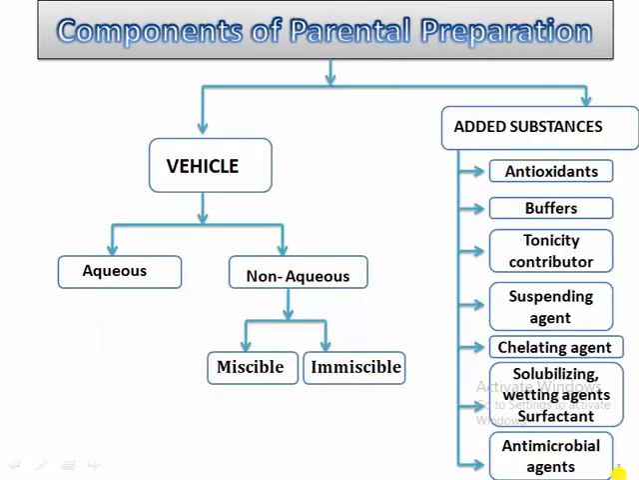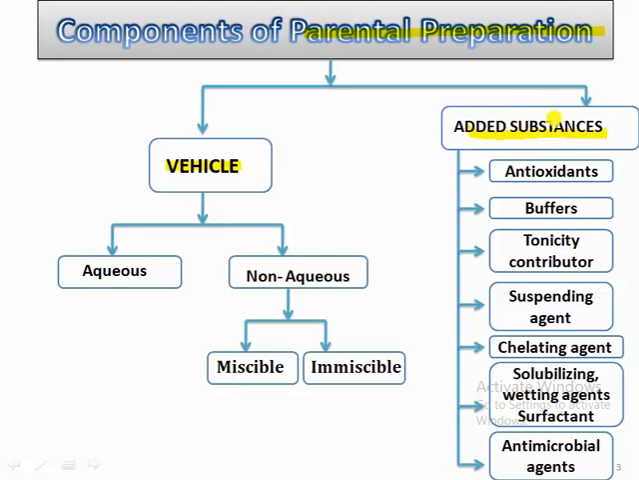Now we will see in detail the components of parenteral preparation. It's very important. For any formulation, we first require the API, the active pharmaceutical ingredient or drug, and next we use some vehicle. But in these parenteral preparations, we have the vehicle as well as added substances. So we will first see what the vehicle is.